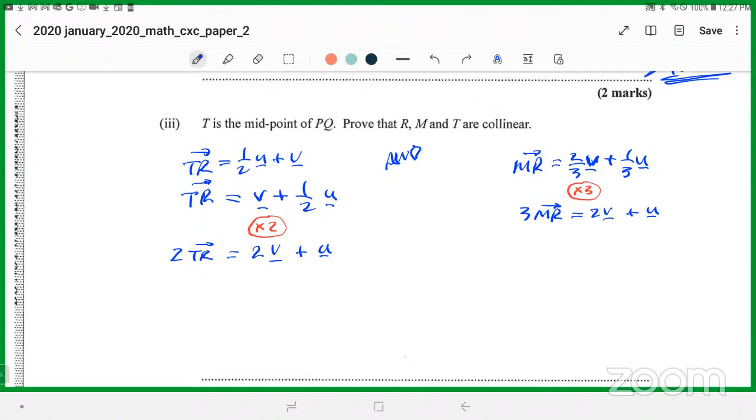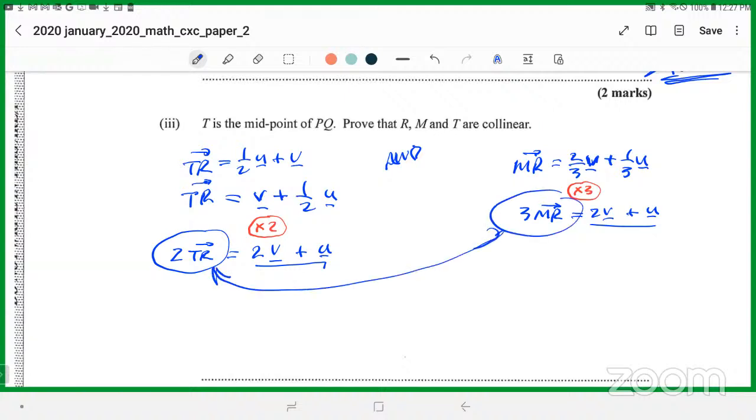So to see if they're equal, they are already equal. You see, this is 2v plus u and this is 2v plus u. Once they are equal, you equate them. So you equate this to this.